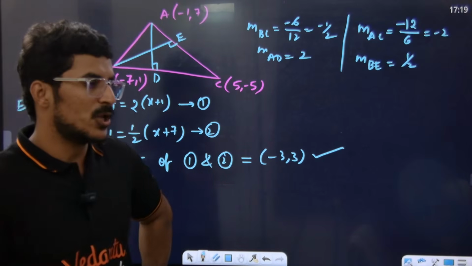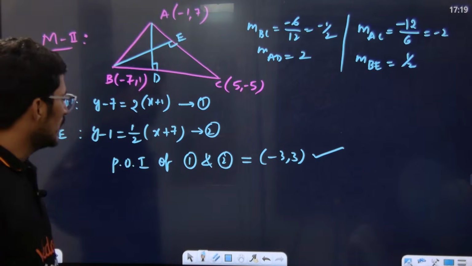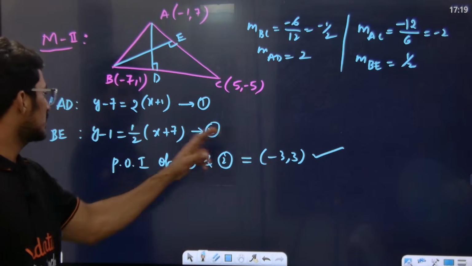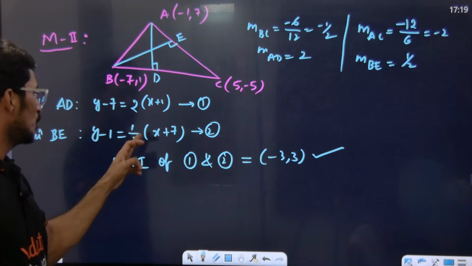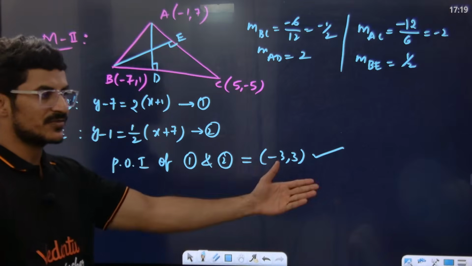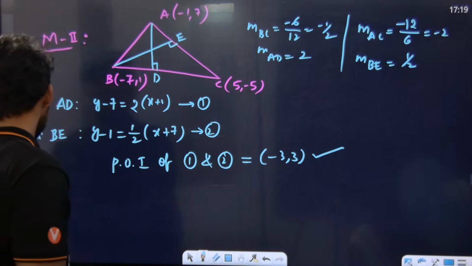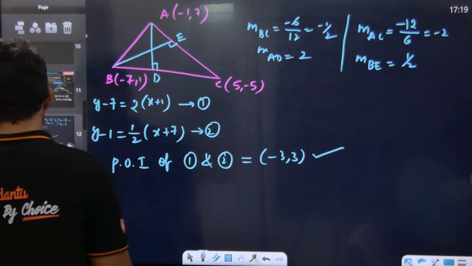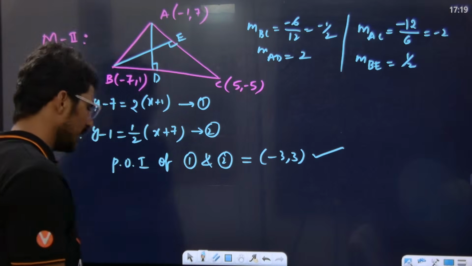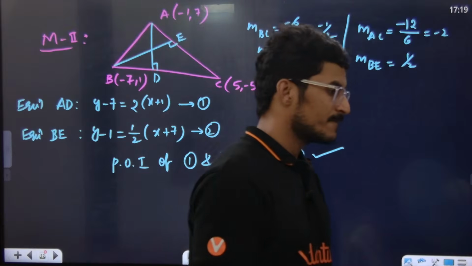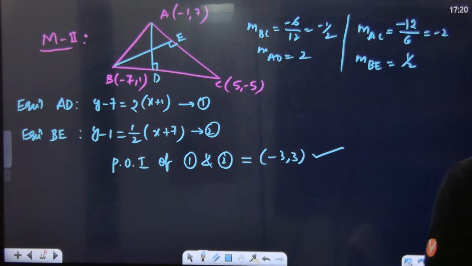Are you all clear? Put (-3, 3) in the equation: 3 minus 1 is 2, so 2 is equal to 2. It is satisfying, 100% correct. Sir, this is how we do this kind of question. Yes or no? Any doubts here? Yes, very good, Lokesh.